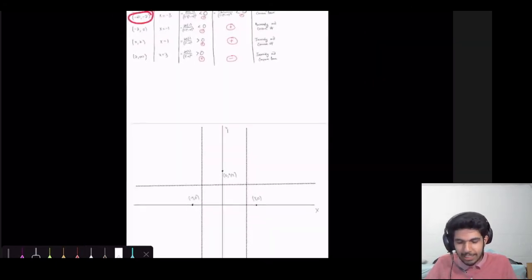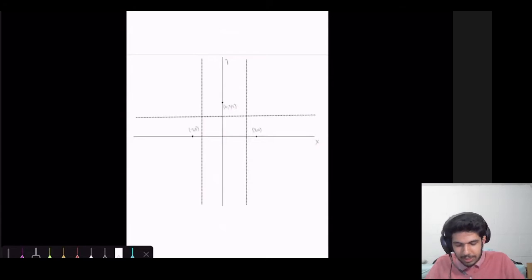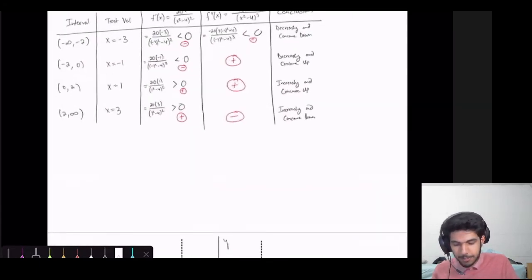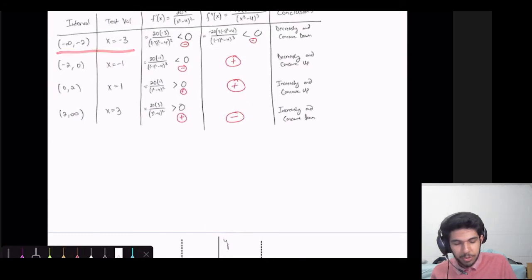The first one we had is negative infinity to negative 2. So that's down here, and we stop at this vertical asymptote. The second one is negative 2 to 0, so we start at the vertical asymptote, end at the y-axis. 0 to 2 goes from the y-axis to this other vertical asymptote, and 2 to infinity starts at the vertical asymptote, goes onwards. So the first interval, we are decreasing and concave down.